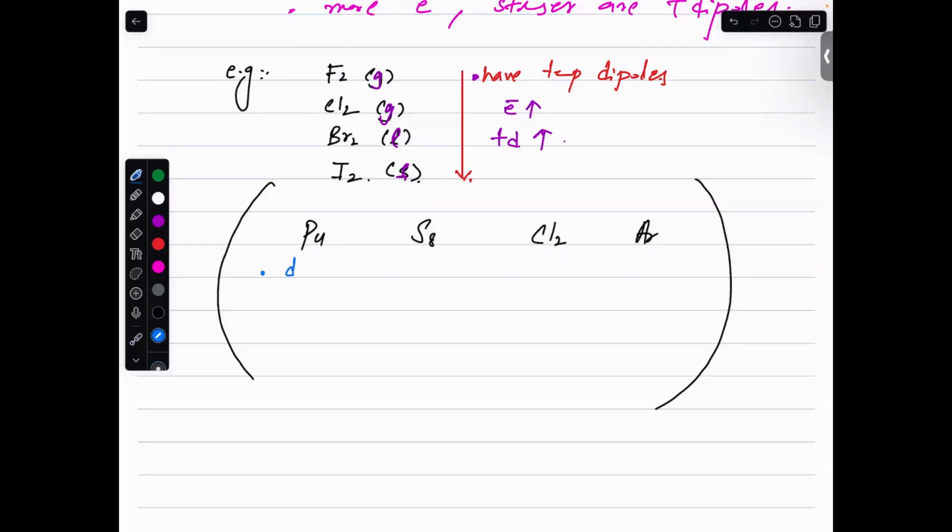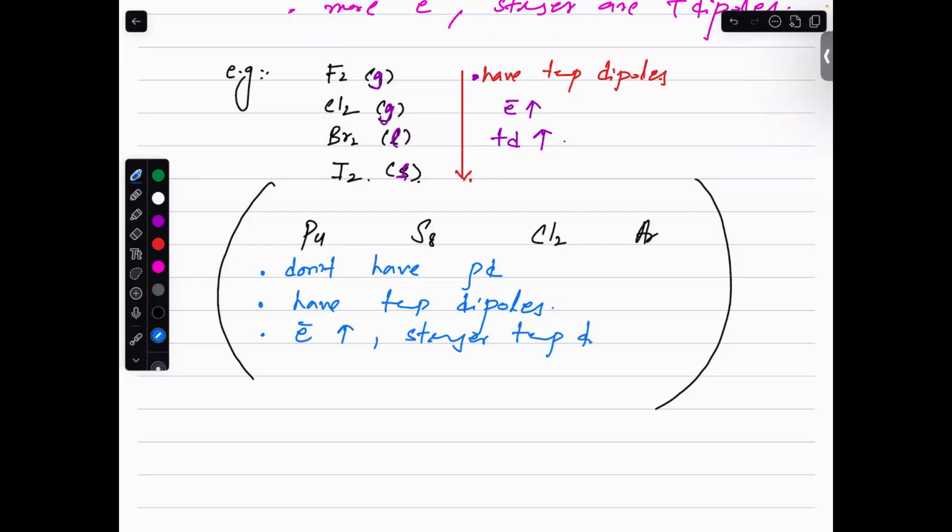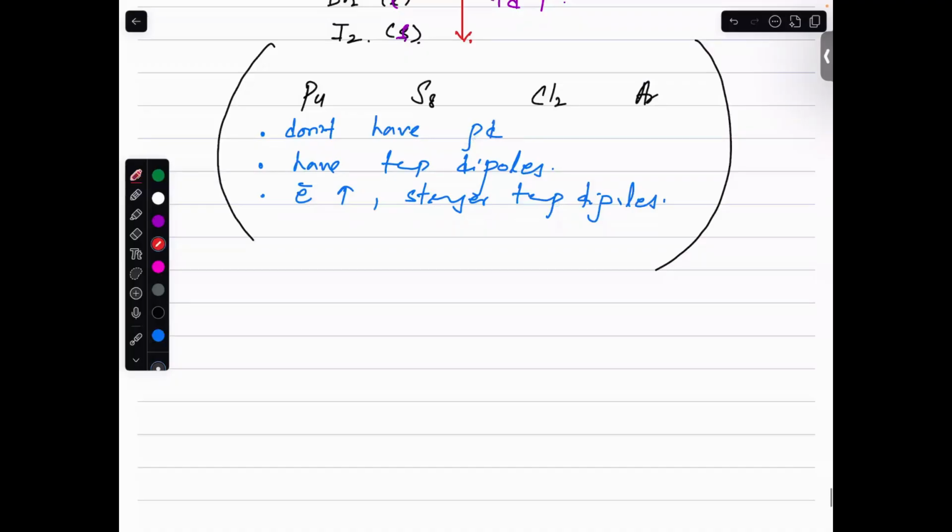They don't have permanent dipoles. So they have what? Temporary dipoles. Their temporary dipoles depend on what? Electrons. More electrons, stronger temporary dipoles.